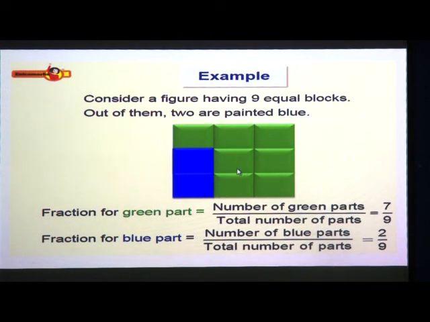Now, let us consider the fraction for the blue part. You can see the number of blue parts is only 2. The number of blue parts is 2, which comes in the numerator, and the total number of parts is 9, so 9 comes in the denominator. So, according to the figure, we find the fraction for the colored region. The fraction for the green part is 7 by 9 and the fraction for the blue part is 2 by 9.